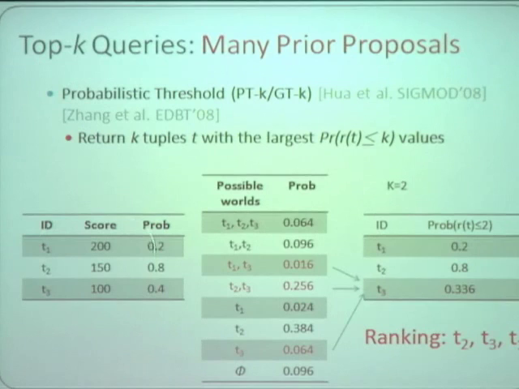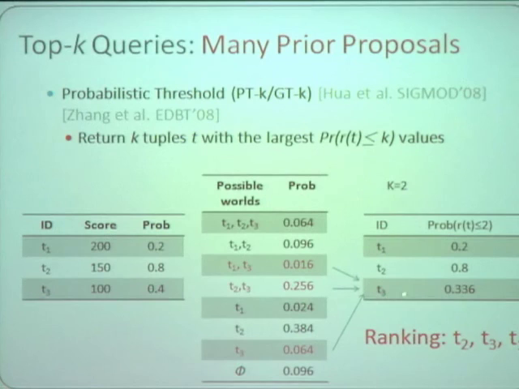So let's take this probabilistic threshold top k answer for example. We return k tuples with the largest probability of being in the top k answer. This is a probabilistic table, and this is the probability of existence. This table corresponds to 8 possible worlds. Each possible world corresponds to a subset of tuples, and we have to compute this probability value for each tuple. So we have 3 tuples, and we compute the probability value here.